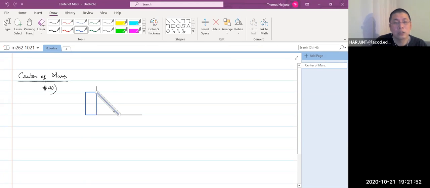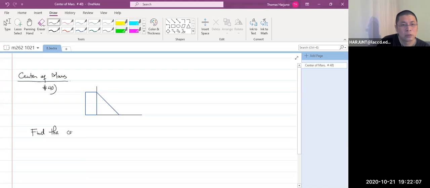The idea is to find the center of mass by the centroid without integration. Find the centroid without integration.